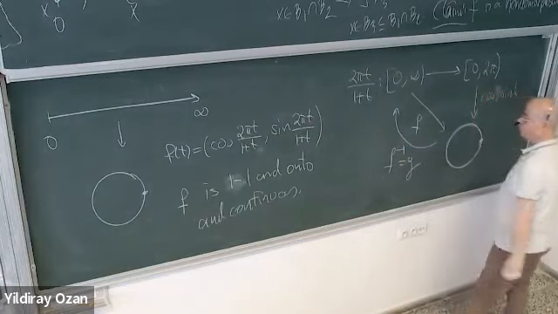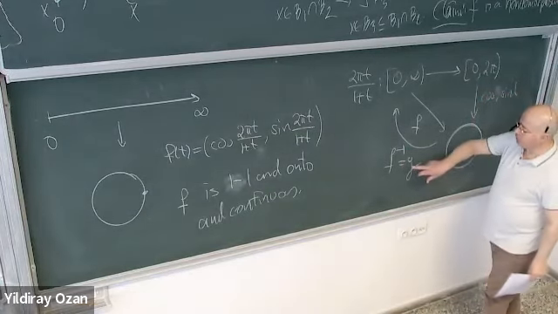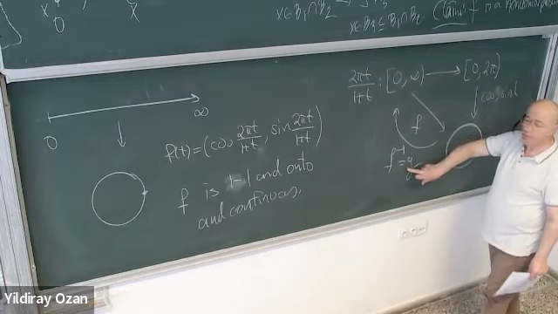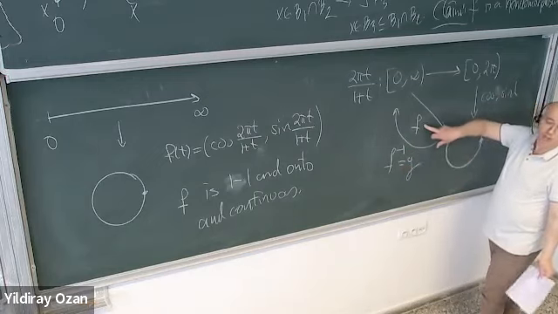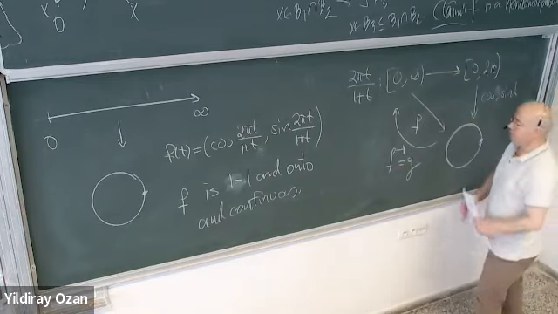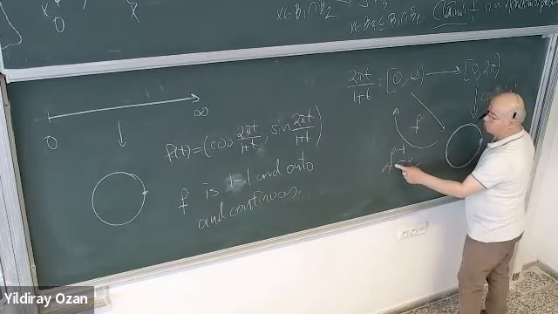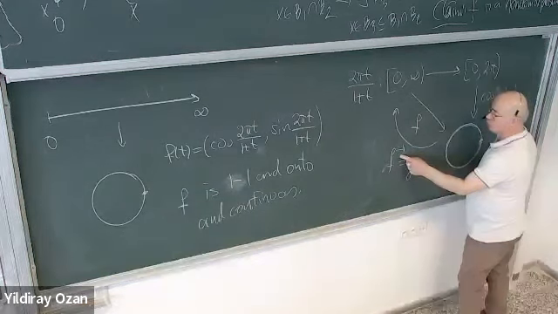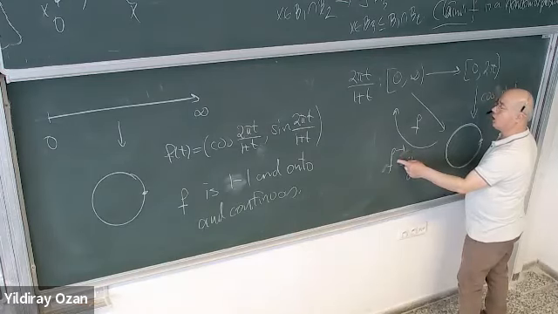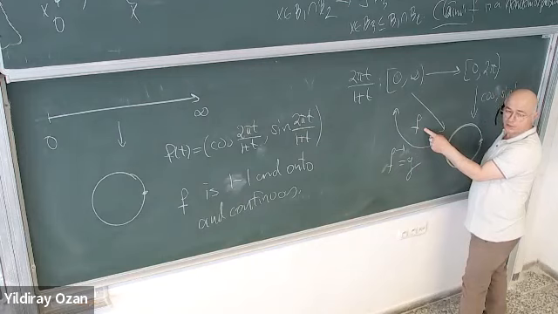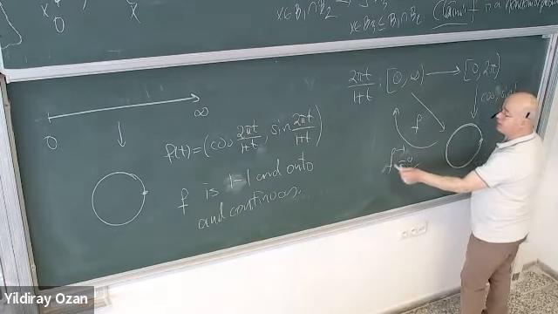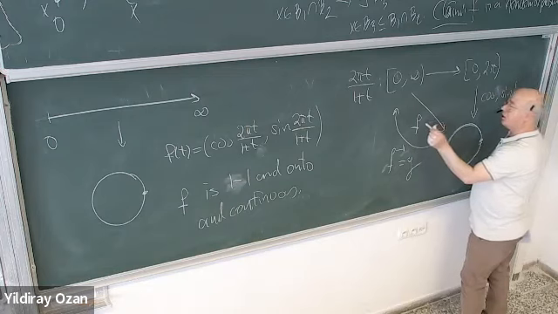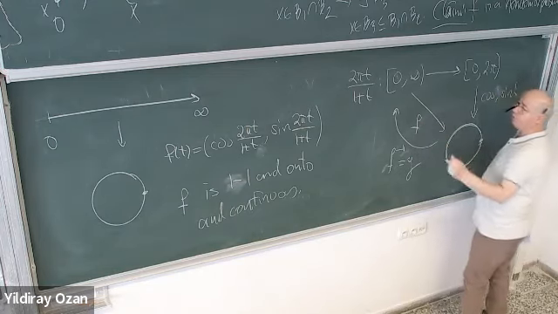So G is continuous. I have to show that the inverse image of every open set under G is open. Inverse image under G is just image under F, right? So the inverse image of a set under F inverse is just the image under F. Therefore, I have to just show that the image of an open set under F is open.